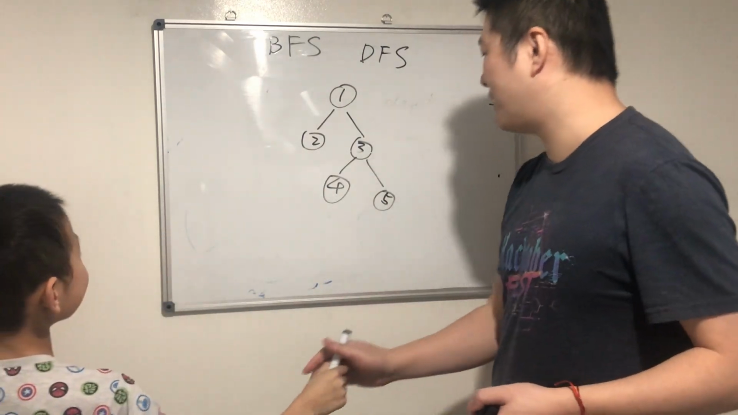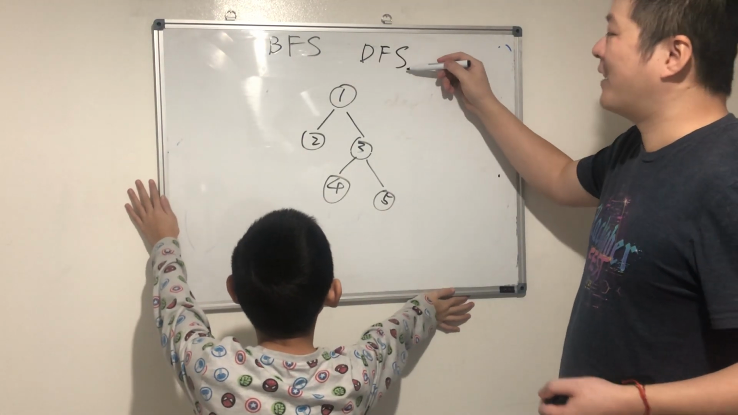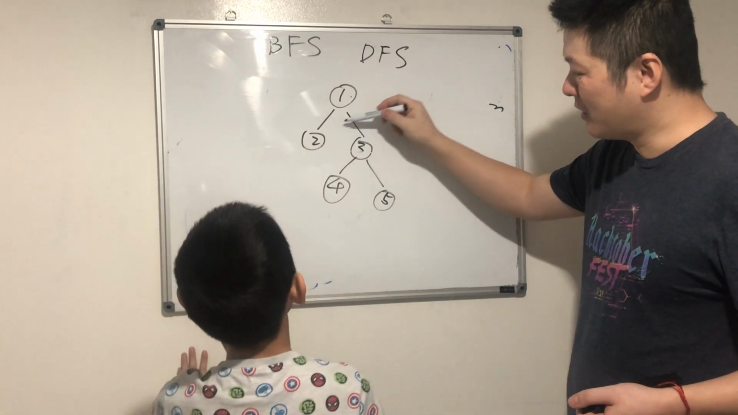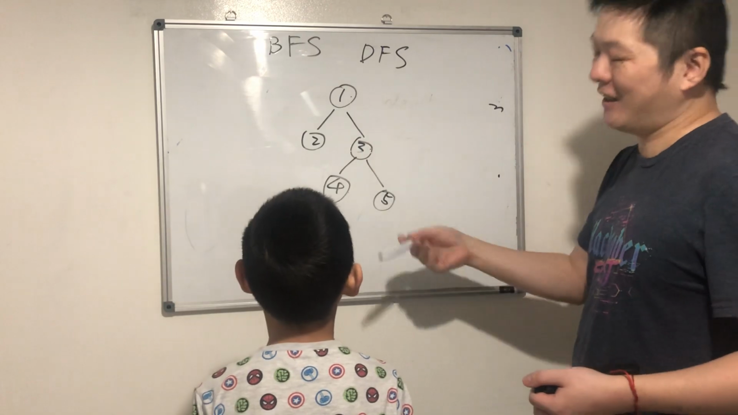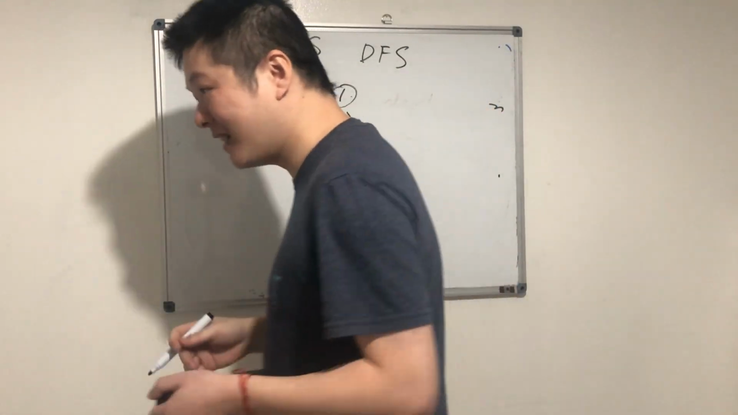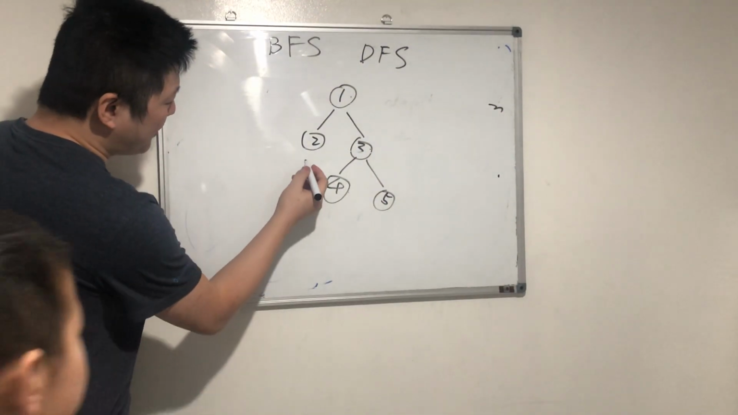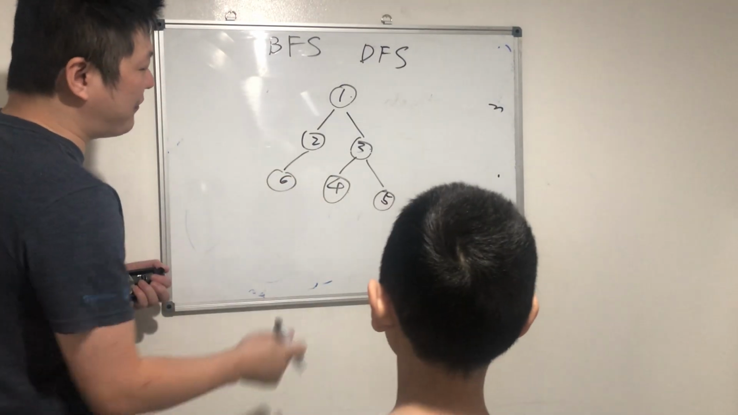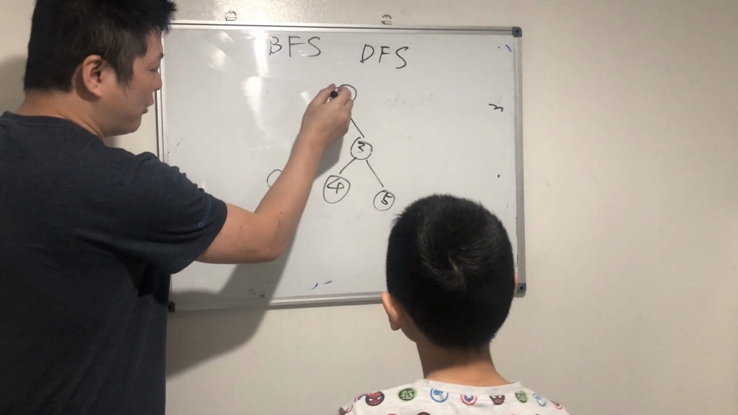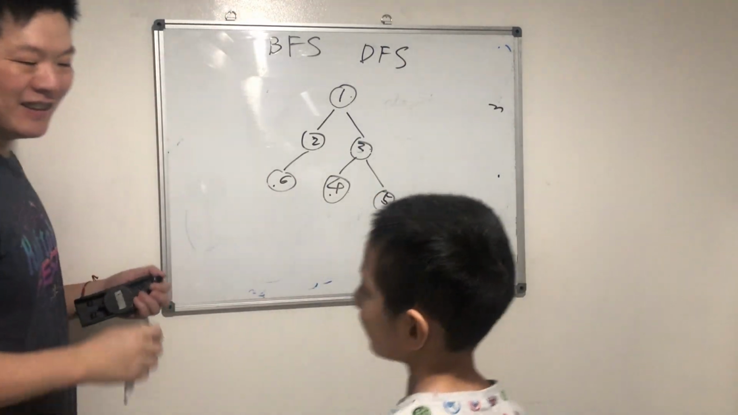Exactly. And then how about depth first search? Depth first search is 1, 2, 3, 4, 5. It's the same, yeah? But different kind of logic, it just happens to be the same. If I put another 6 here, the breadth first search will be 1, 2, 3, 6, 4, 5, level by level. But depth first search will be 1, 2, 6, 3, 4, 5. Got it? Okay.